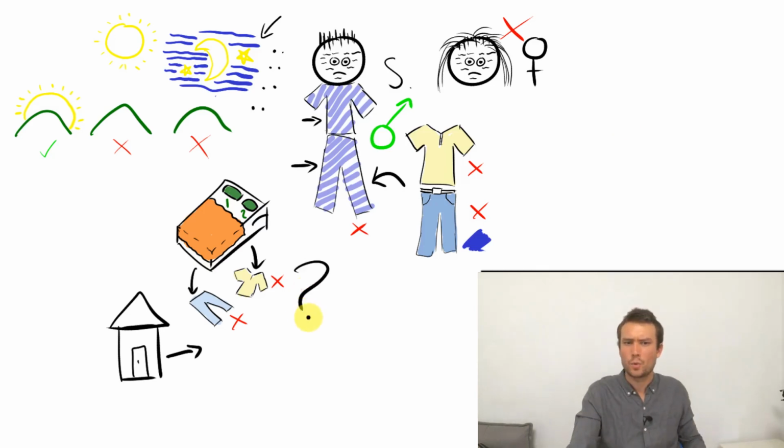Where are Mr. Smith's clothes? Where are his pants? Where is his shirt?